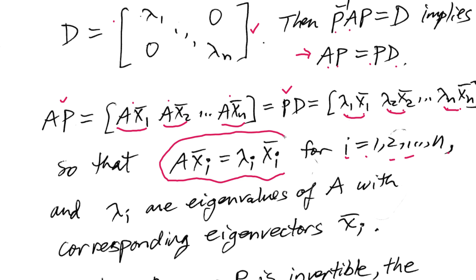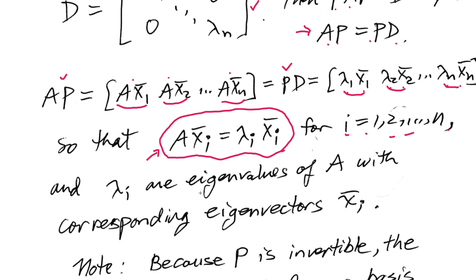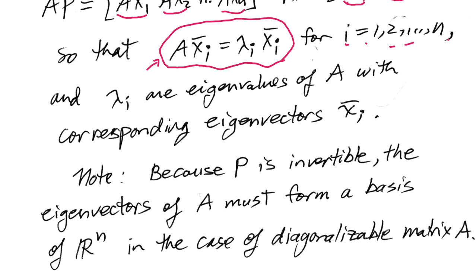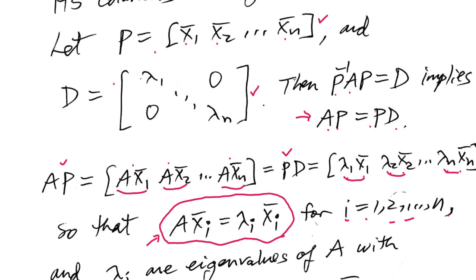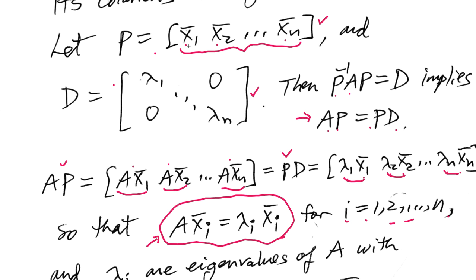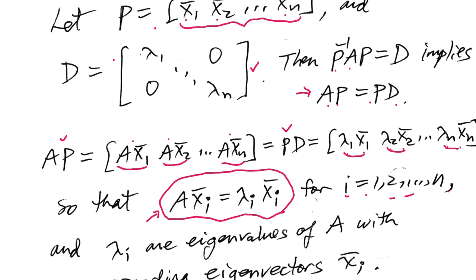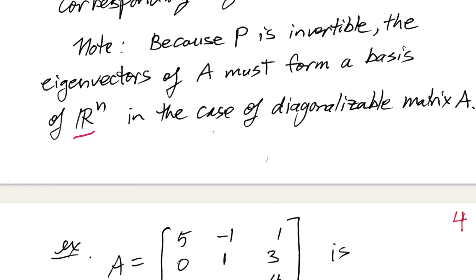Or I should say eigenvalues and corresponding eigenvectors, right? That's what we mean by eigenvalues and eigenvectors. Okay, so we proved it. All right, one last comment I want to make here. Because P is invertible, the eigenvectors of A must form a basis of Rn or Cn in the case of a diagonal matrix P. If you come back up here and look at these, remember these are eigenvectors. Now, in order for a matrix to be invertible, you remember the columns or the rows have to be linearly independent, right? Well, if I've got n of them, and they're linearly independent, then it's got to be a basis. And so it's going to be a basis for Rn.